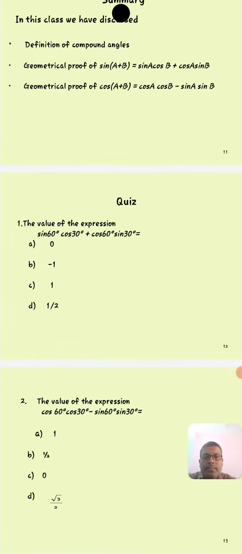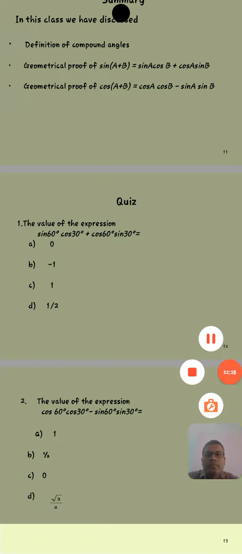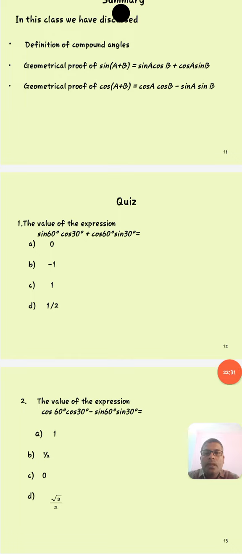Now we see the quiz. First question. The value of the expression sin 60 degrees cos 30 degrees plus cos 60 degrees sin 30 degrees. Here how many options are there? 4 options are there. A option is 0, B option is -1, C option is 1, D option is 1 by 2. Here what is the suitable formula you have to apply?